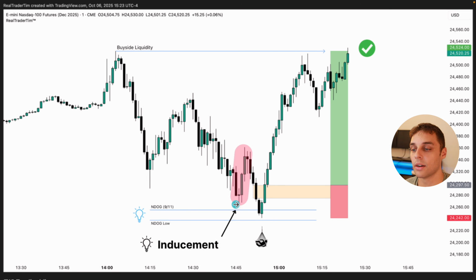And then right here, why is this significant? See how this low pushes us higher? This is your inducement leg, but why? Because this low is just above a new day opening gap.